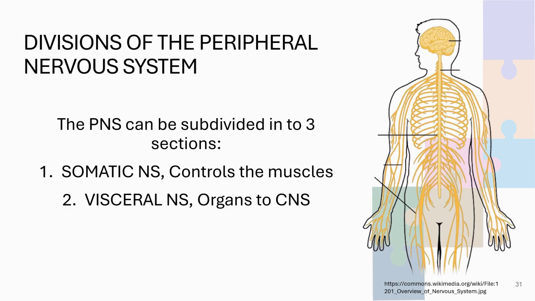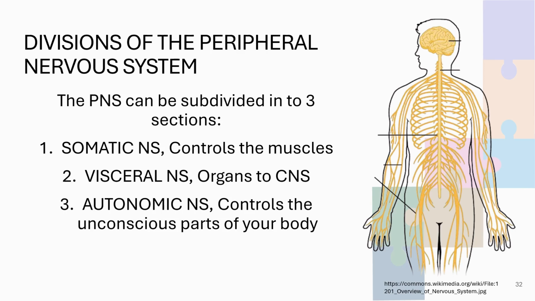The second subdivision of the peripheral nervous system is the visceral nervous system. The viscera refers to your internal organs. And so the visceral nervous system is going to supply the nerves to the organs of your body.